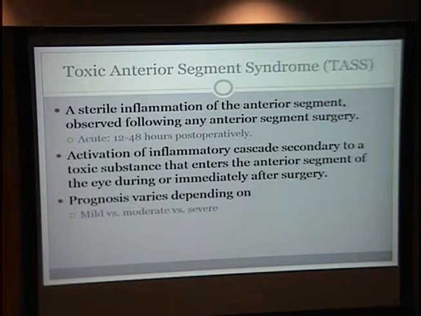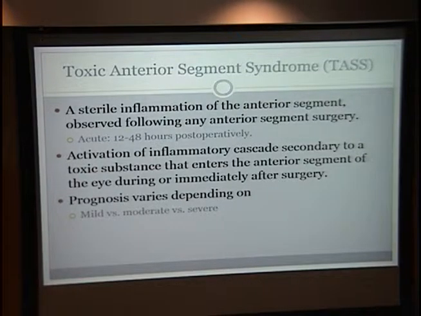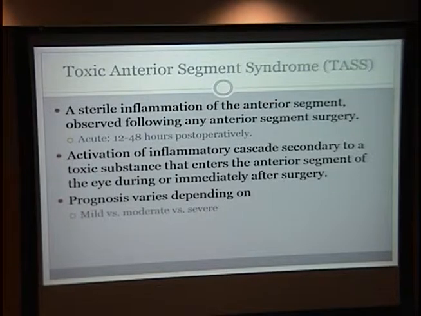I'll refer to toxic anterior segment syndrome as TASS now, and TASS is a sterile inflammation of the anterior segment following any anterior segment surgery. Most commonly, this complication arises after cataract surgery. However, any anterior segment surgery can result in TASS, such as a glaucoma surgery or a corneal transplant. Symptoms of TASS generally occur within 12 to 48 hours postoperatively, with the majority of the patients presenting within the first 24 hours.